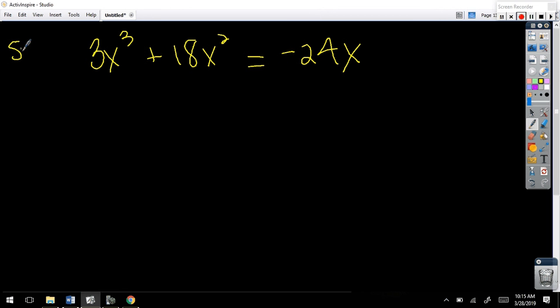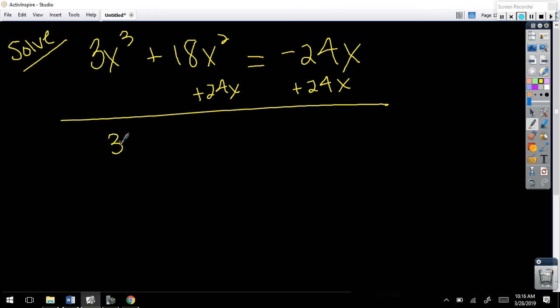All right, this one is a solve problem. Okay? And anytime I'm solving, I need to make sure one side of my equation is what? But wait, before you start solving, you need to make sure one side is 0. Okay, remember that? So plus 24 on both sides. Now, once it equals 0, I'm ready to start factoring. So tell me what's the first step in factoring?